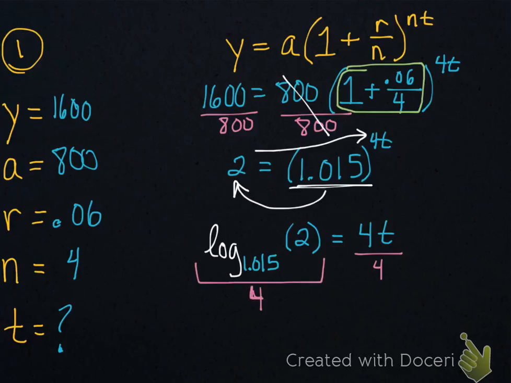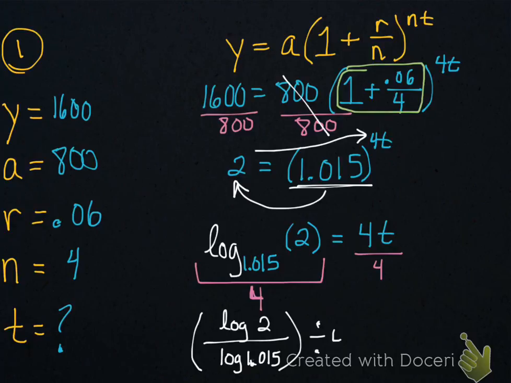So when I plug that in the calculator, we could use change of base or you could use the regular. Let me write out change of base just in case you forgot. Remember, the base goes to the bottom, so I'd have log 2 divided by log 1.015. I'm going to hit enter to get that answer and then divide it by 4. When I do that, I get a t value of 11.64 years. So my answer is 11.64 years.